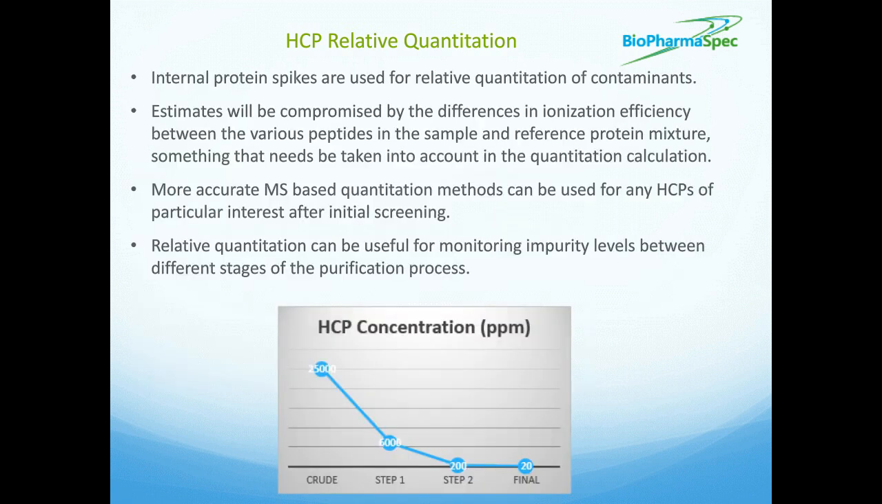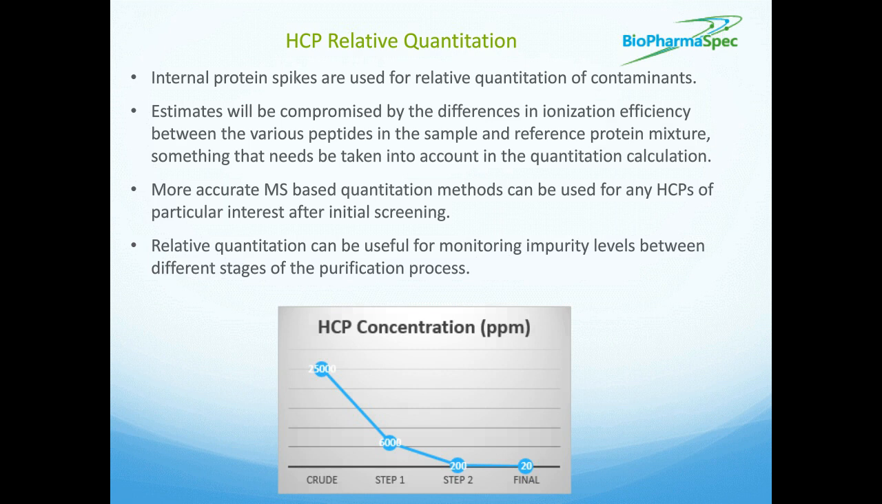So just to summarize our quantitation method for relative quantitation at this stage, we use internal protein spikes to quantitate our contaminants. Again, the estimates will be compromised due to the differences in ionization efficiencies.